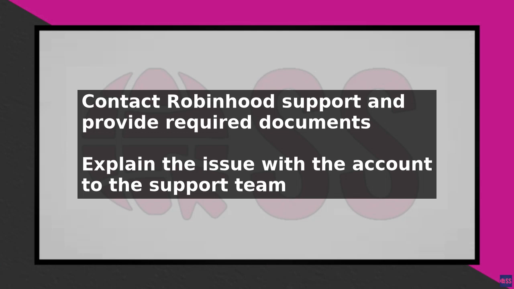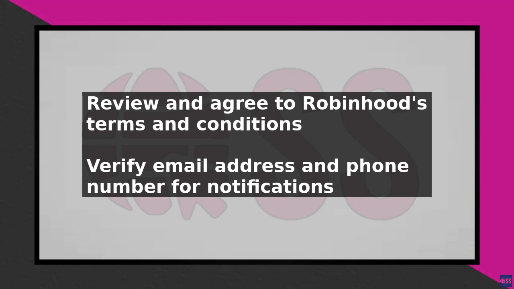Finally, wait for Robinhood to review and verify the information you provided. This may take a few days. And once the restriction is lifted, you will receive a notification from Robinhood, and you can resume using your account as normal. By following these steps and providing the required information, you can fix a restricted Robinhood account and continue to use their services without any issues.